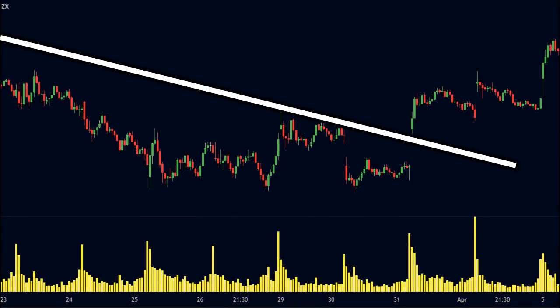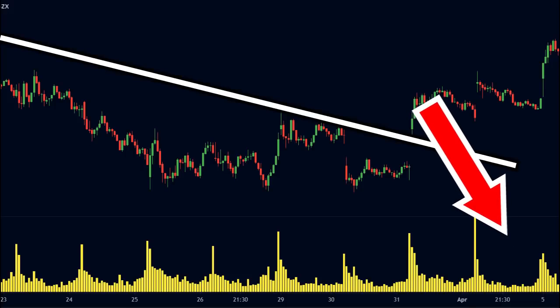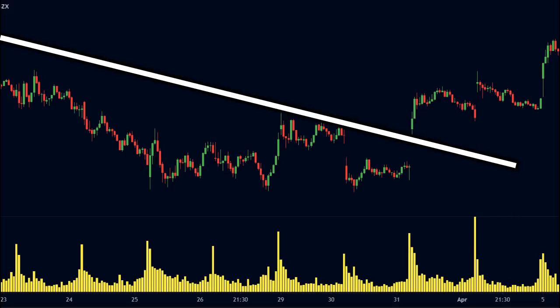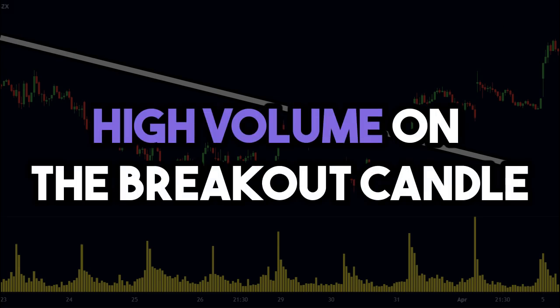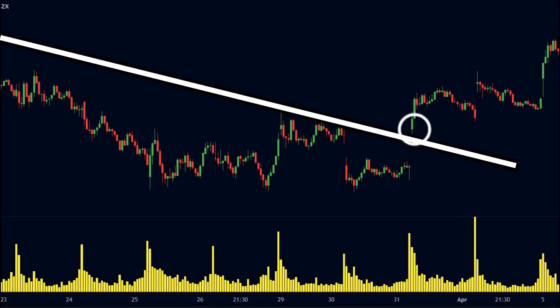Here is the same trend line that we were looking at before. Look at this candle. Here we see that the price has gapped up and broken the trend line. But at this point, the price could easily reverse and continue the downtrend. To confirm a strong breakout, we want high volume on the candle that broke the trend line. Again, this is the candle that broke the trend line.